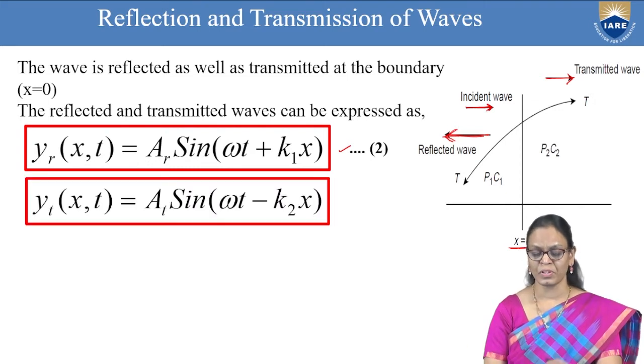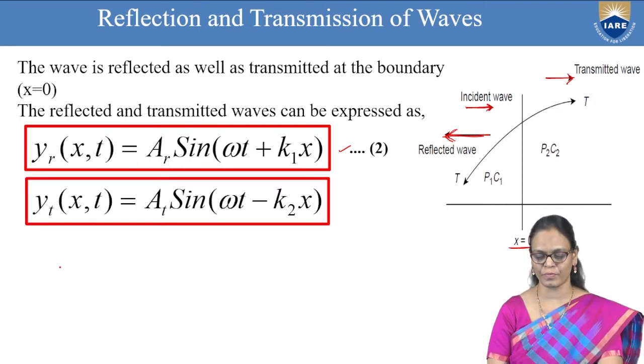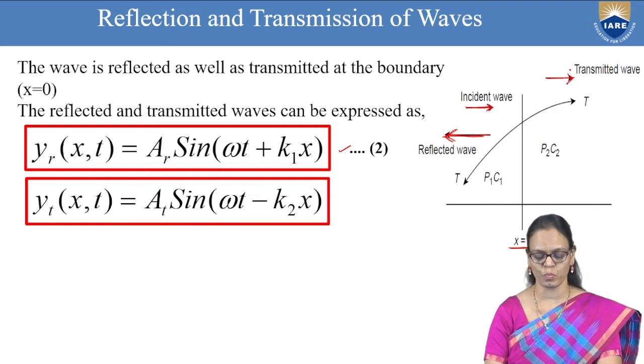Now, the equation for the transmitted wave. This is the transmitted wave YT, the suffix t represents the transmitted wave. As a function of x and t it gives us AT sin(omega t minus k2x). Why minus k2x? Because the transmitted wave is going along the positive x-axis, in the same direction as the incident wave. If you see the directions of the incident wave and the transmitted wave, they are the same. So we are considering omega t minus k2x.